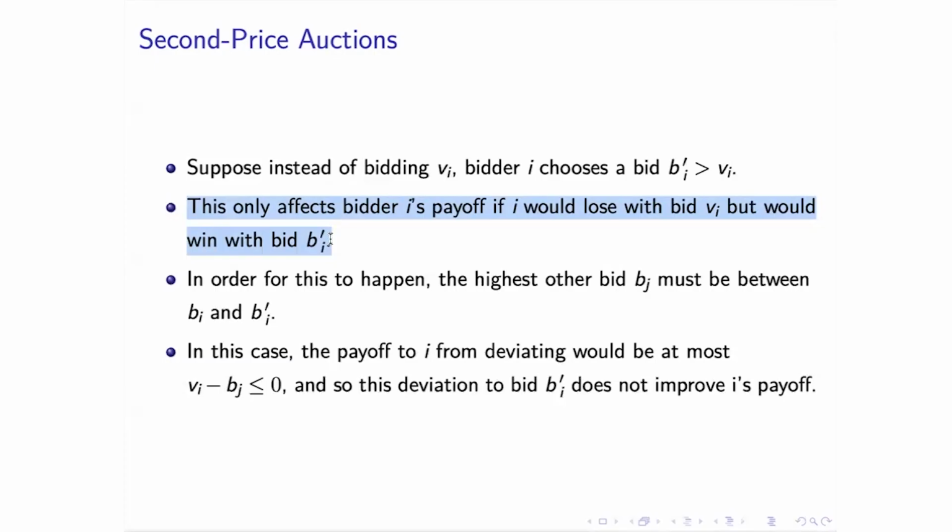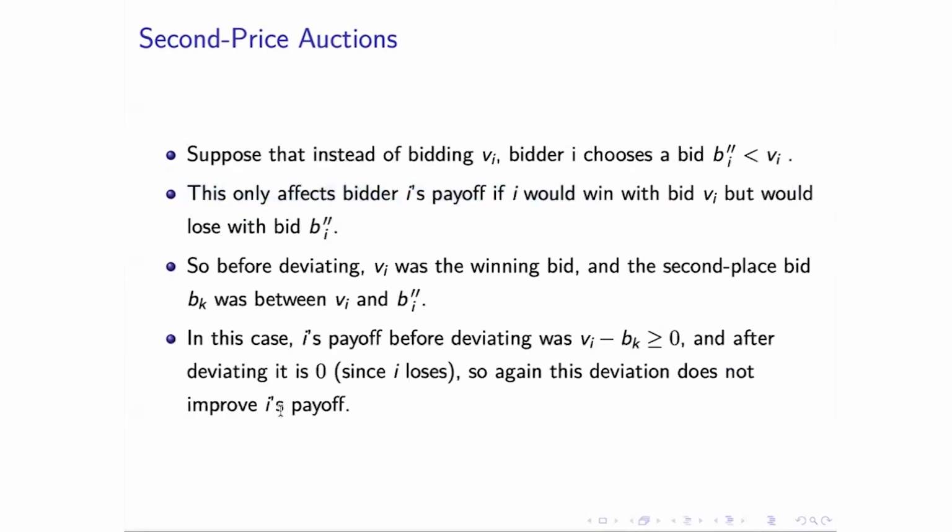So in this case, what's going to be the payoff? The payoff from deviating is going to be at most VI minus BJ, which is a number less than or equal to 0, right? And so this deviation to a higher bid does not actually improve I's payoff, okay? You can again consider the other case as well.